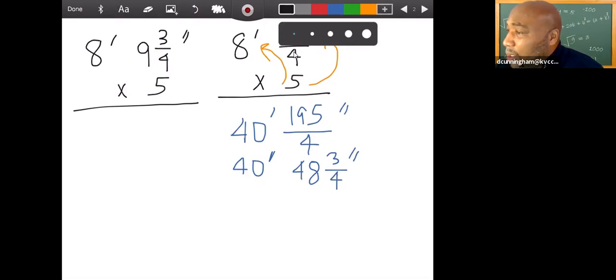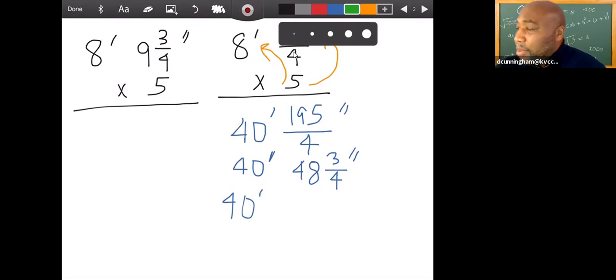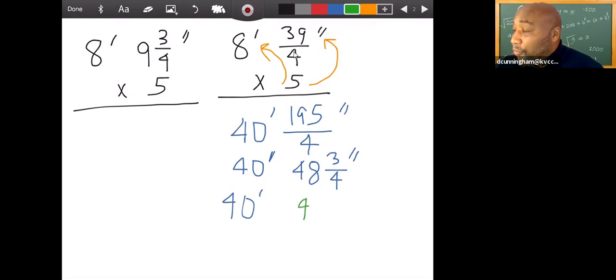I'm going to do this in green. For the blue, I'm going to put down the 40 feet, but in green, I'm going to convert this. So again, why are we using 12? 12 inches, 1 foot. 12 goes into 48 evenly 4 times. So that's 4 feet, and then the 3/4 inches still remains.